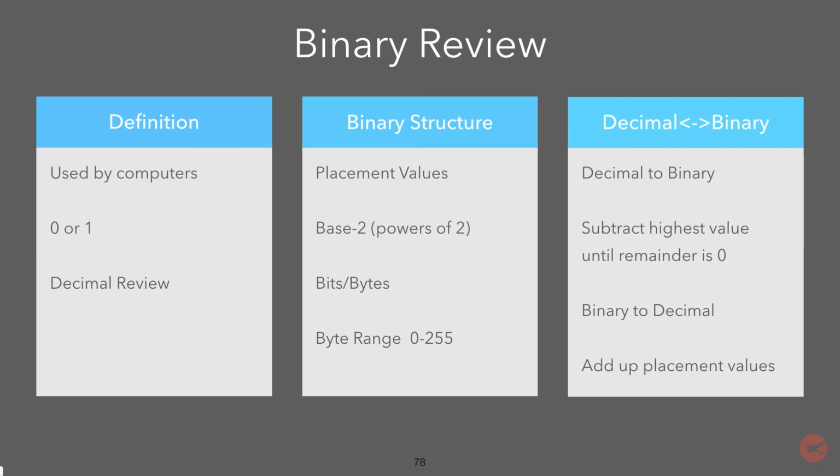For decimal to binary, all we need to do is subtract the highest value available until the remainder is 0. So we just track down from left to right from our 128 all the way down to 1 until we end up with 0. Going from binary to decimal is simply tallying and adding up all of the placement values where we find a 1. So if we have just a 1 in the 64's place, we know we have the decimal value 64.